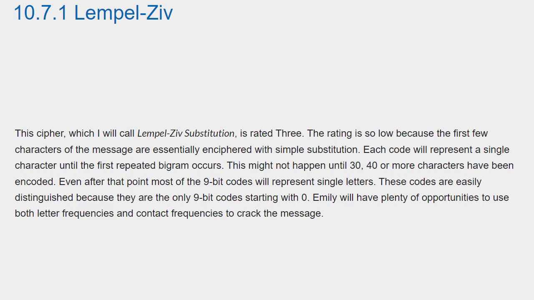This cipher, which I will call Lempel-Ziv substitution, is rated 3. The rating is so low because the first few characters of the message are essentially enciphered with simple substitution. Each code will represent a single character until the first repeated bigram occurs. This might not happen until 30, 40 or more characters have been encoded.